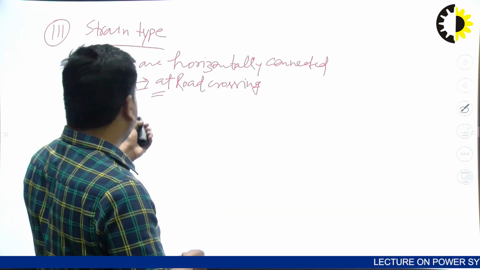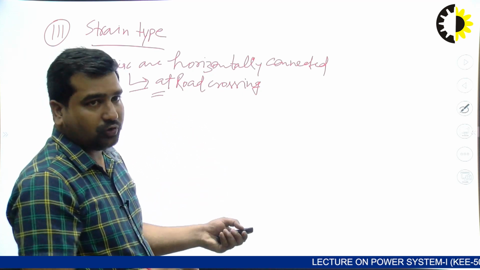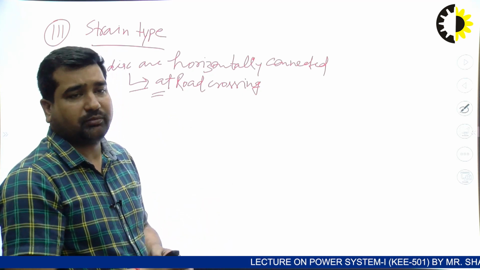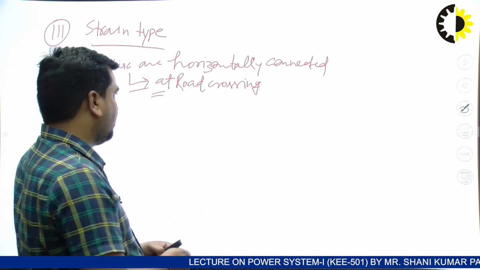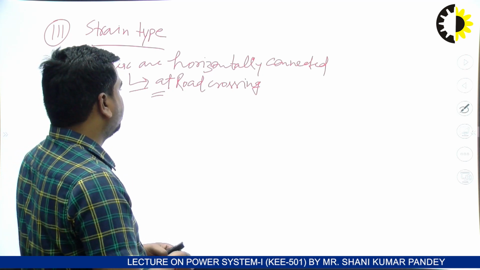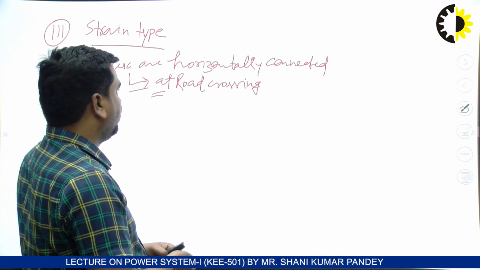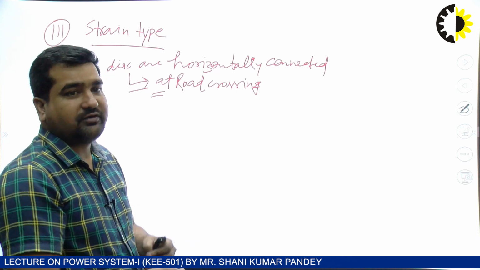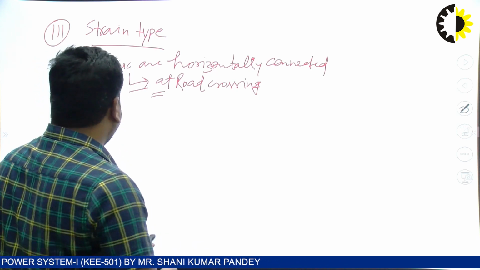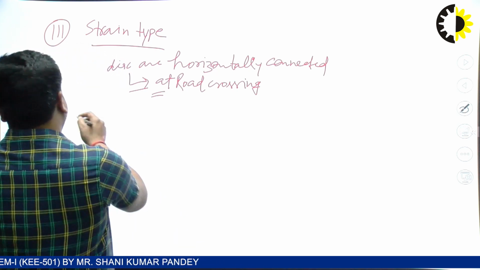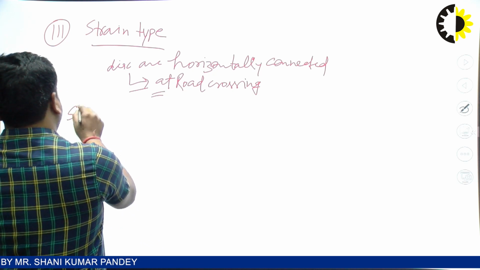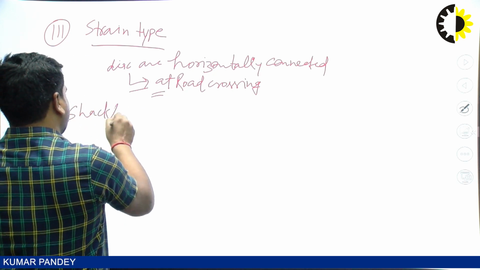Okay. And the strain type is used at a road crossing where unequal heights of the towers are there, or we can have it at hill areas where the heights are unequal. Okay. The last one is not much useful, but it is used for only cycle type.